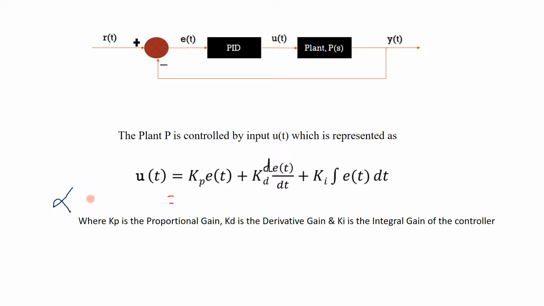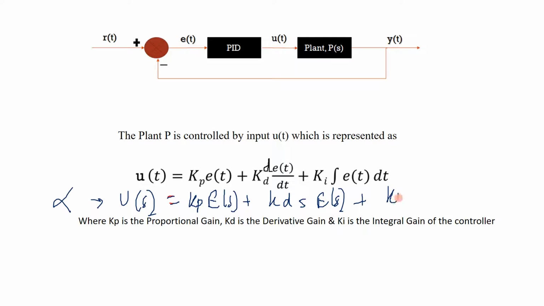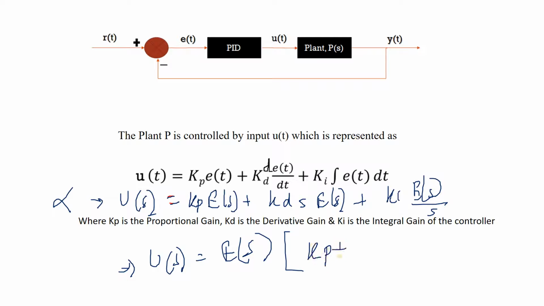First of all, take the Laplace transform. So taking the Laplace transform, what can we get? It becomes U(s) equals Kp E(s), then Kd s E(s), plus Ki E(s) by s. Now from here take E(s) common. Now you can take E(s) common: Kp plus Kd s plus Ki by s.